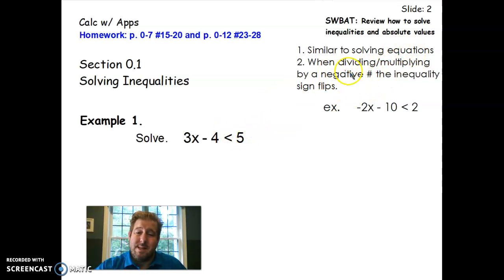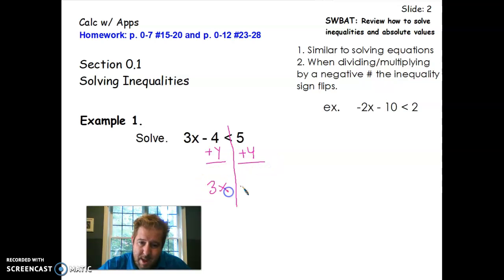The only difference is that when you have linears, like this 3x minus 4, you're going to have to flip the sign when you're multiplying or dividing by a negative. So just like an equation, I'm going to separate it into two halves and solve it just like an equation. I'm going to add 4 to both sides, and that gives me 3x is less than 9. Then divide both sides by 3, and we're left with x is less than 3.